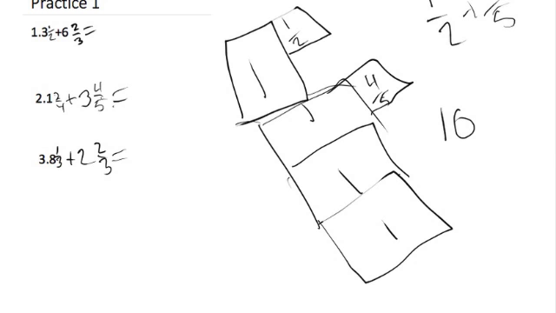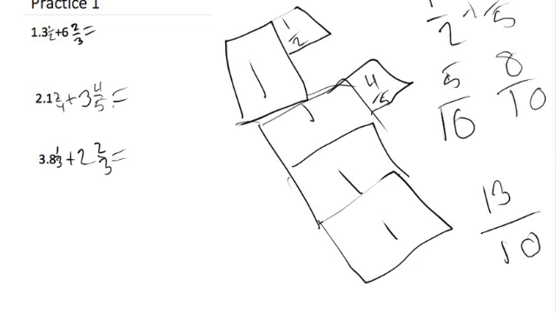So 1 times 5 equals 5. And then 2 times 4 equals 8. And then you add 5 and 8 together to get 13. Then you get 13/10, and then that simplifies to 1 and 3/10. So we add 1 and 3/10 onto 4 and get 5 and 3/10 for number 2.